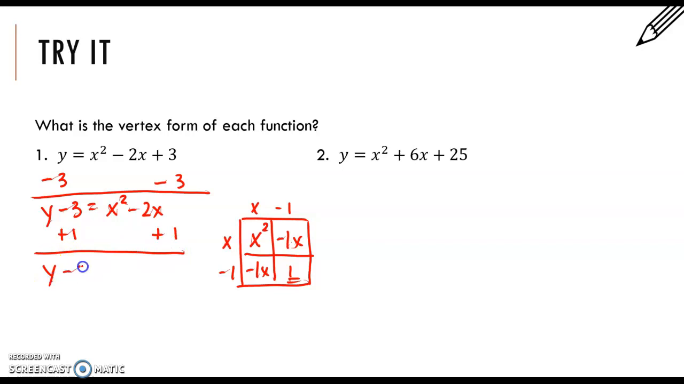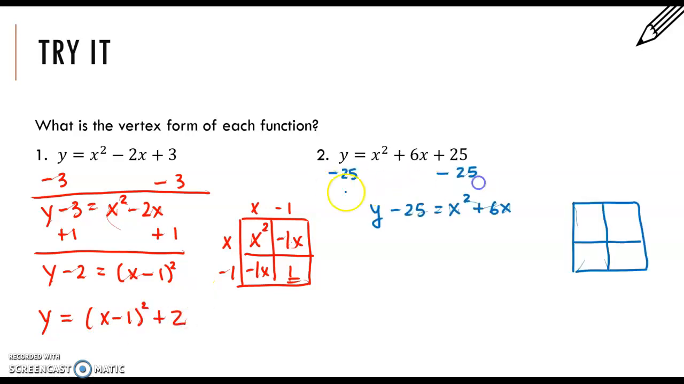Now I have y minus 2 is equal to this, but that's also equal to x minus 1 squared when it's in factored form. The last step would be adding 2 to both sides, so I have y is equal to x minus 1 squared plus 2.